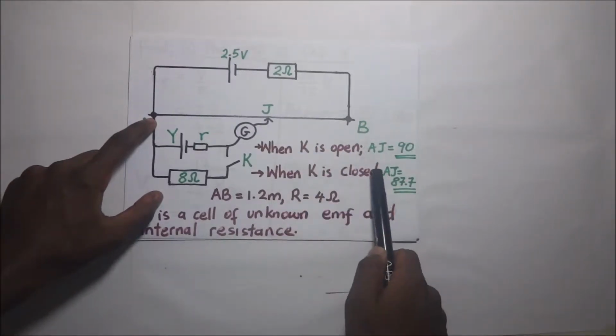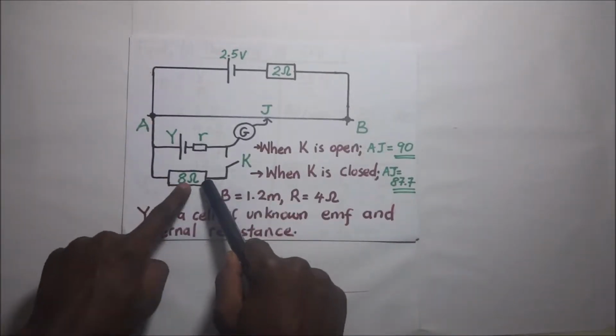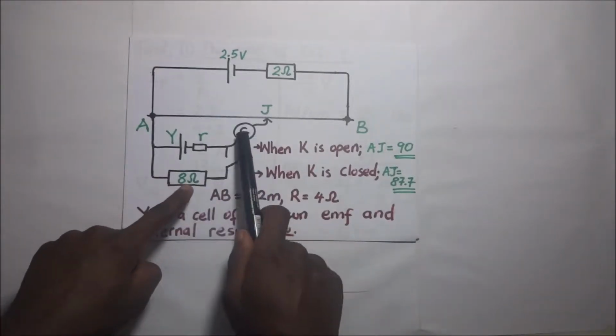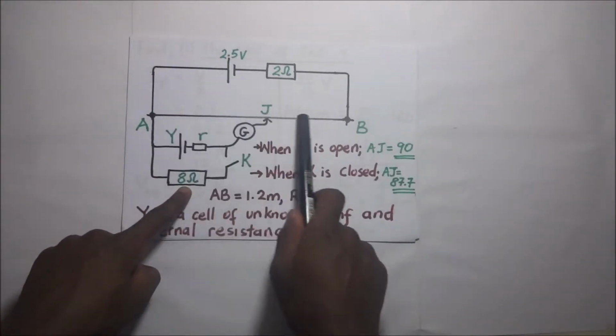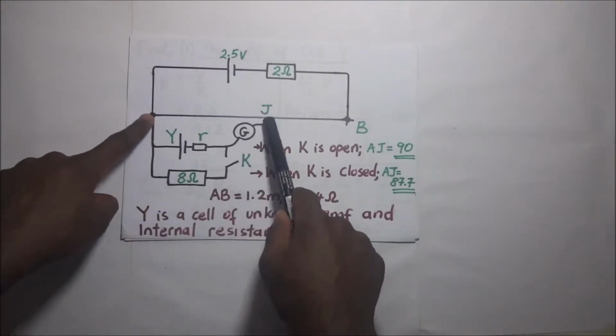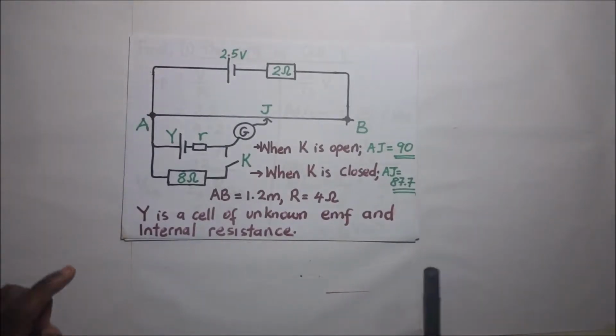Now, when K is closed, and therefore you're bringing this 8 ohms into the secondary circuit so that it's no longer redundant, if you slide this jockey along the slide wire AB, the point where the galvanometer will show no deflection, which will be the balance length AJ, will be 87.7 centimeters.